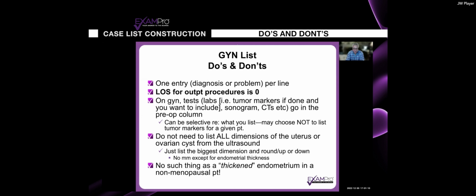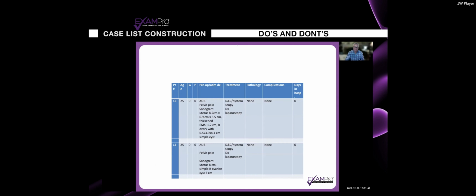Please don't list all dimensions. I kind of talked about that before for the size of the uterus or ovarian cysts. Just list the biggest dimension and you can round up or down. No millimeters, unless we're talking about endometrial thickness. This is another important thing. I can't tell you how many people I review that have quote unquote thickened endometrium, because that's what the radiologist has reported in a non-menopausal patient. There is no such thing as a thickened endometrium. The only thing we're interested in, as far as the endometrium goes, is is it homogeneous or heterogeneous? Because that would make us suspect perhaps a polyp or no polyp.